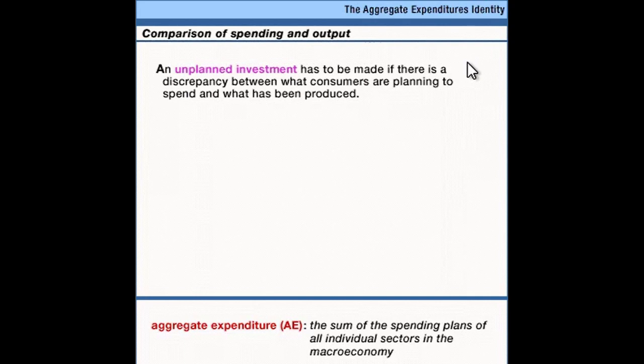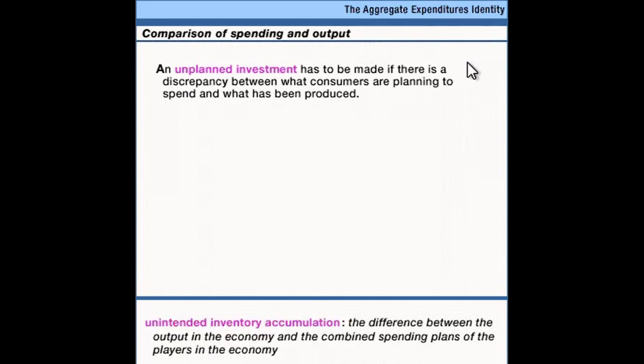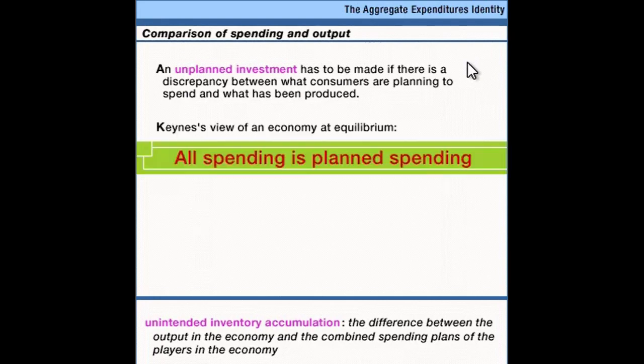Looking forward then, you can imagine that the equilibrium in Keynes's model is going to be a situation in which all spending is planned spending. That is, in which the income that's actually created in the economy is just enough to promote the spending on those goods so that all the goods that are produced are actually intentionally purchased by the people in the economy.